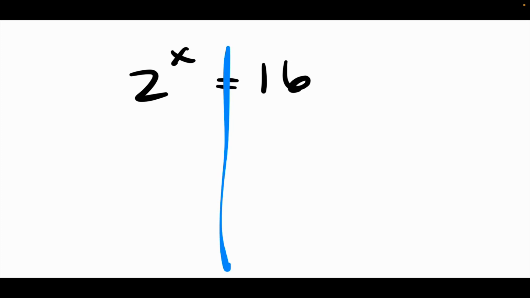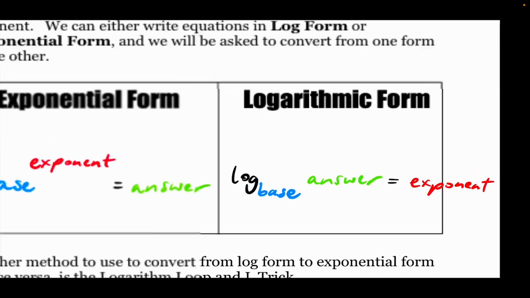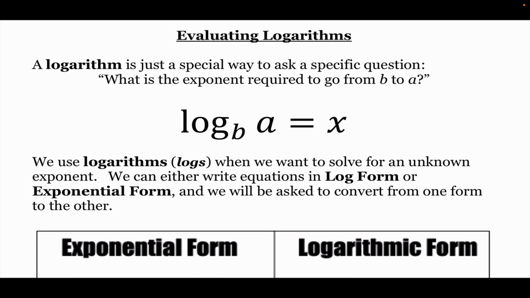When you have something in the sky that you want to bring down to the ground, when you have an exponent that you want to bring down to the ground, okay? That's why we use it. So what is it? Well, it's an exponent finder. It helps us find exponents. It helps us figure out what that guy up there is, okay? So a logarithm is a special way to ask a specific question. What exponent do I need? What exponent do I need to go from B to A?